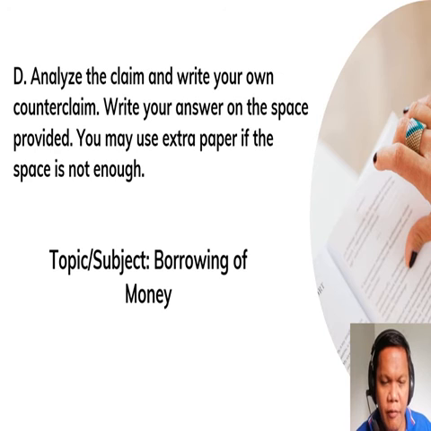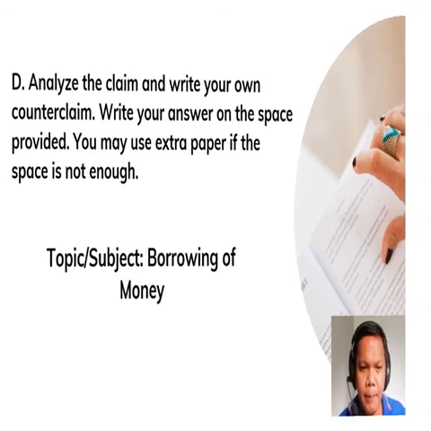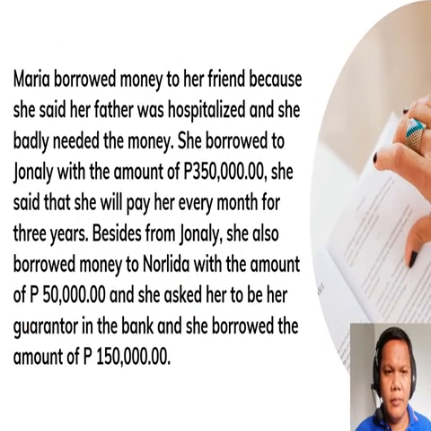I know you did great in answering activity C, and I know you got a lot of correct answers. Let us now move to activity D. You have to analyze the claim and write your own counterclaim. Write your answer on the space provided. You may use extra paper if the space is not enough. So the topic is borrowing of money.